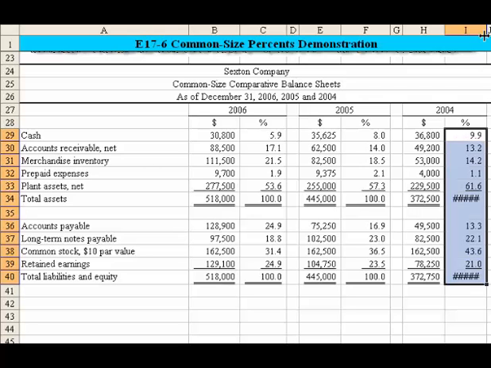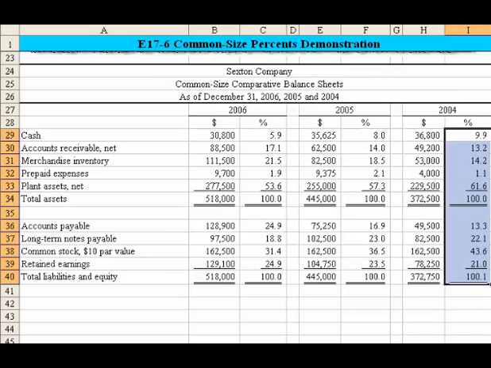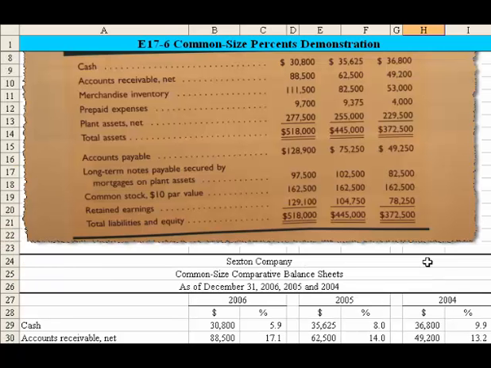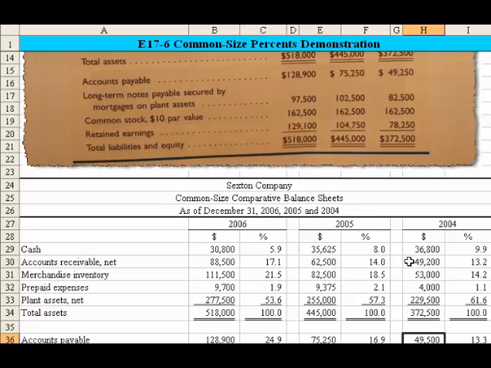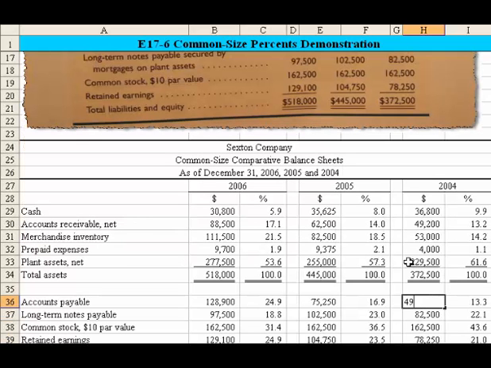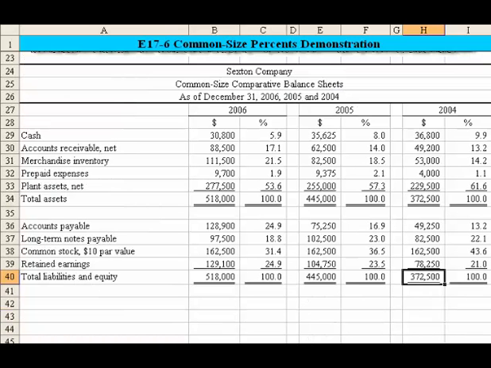Okay, now a couple things. Let me just widen this column so we can see it, and I see that I think I have a typo. I think this number should be 49,250. Let me slide up. Yeah, it's 49,250, so I've got the wrong number there. And I missed that. I apologize. Now the 372.5 from that cell and that cell match. We want the debits to equal the credits.